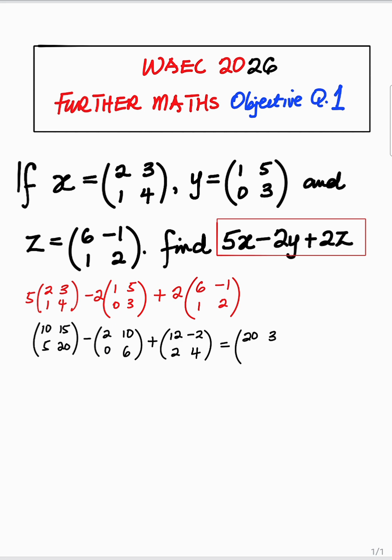The next one is 5 minus 0 is 5, then plus 2, that should give us 7. And the next one is 20 minus 6, that is 14, then 14 plus 4 should give us 18. So here we have 18. So this is the answer.